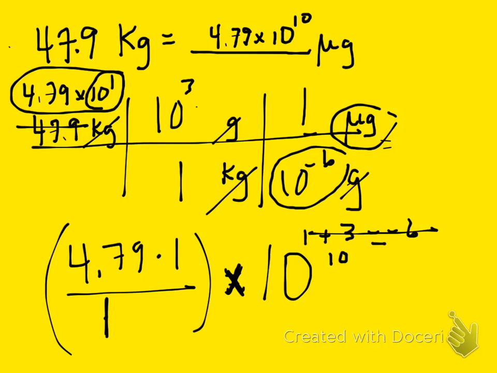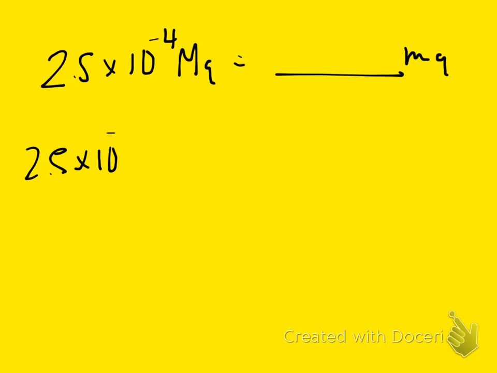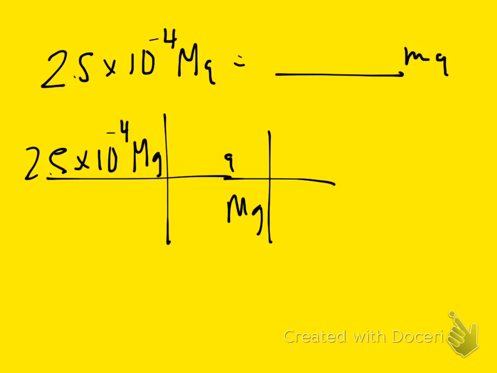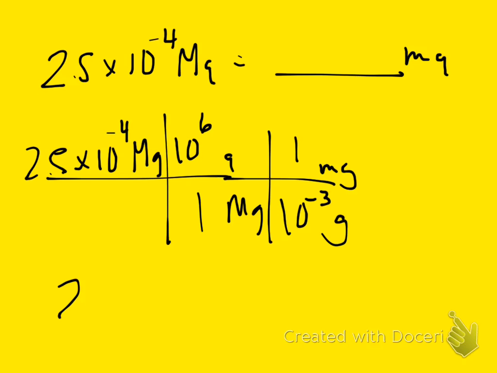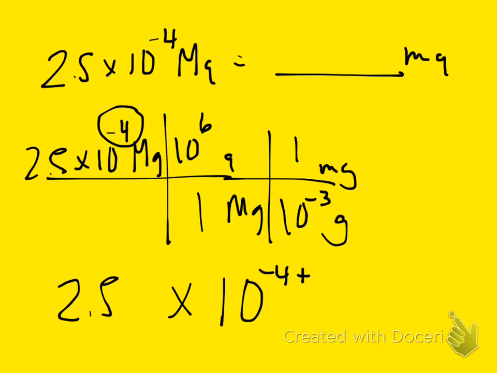Let's do one just to demonstrate that idea. Okay, so we've got another one. 2.5 times 10 to the -4th. I already have it in scientific notation. Megagrams, grams, milligrams. Okay, shoop, shoop. And 10 to the 6th and 10 to the -3rd. So it's going to look like this. 2.5, and we'll just leave that alone, times 10 to the. So first we're taking this -4th, plus this, minus this. Well, it's a -3.